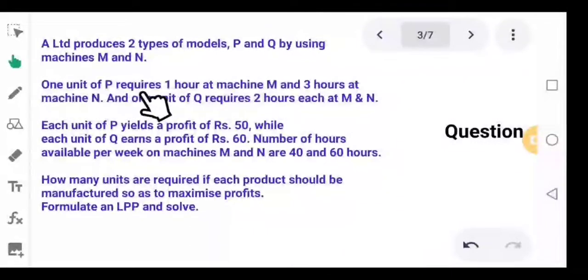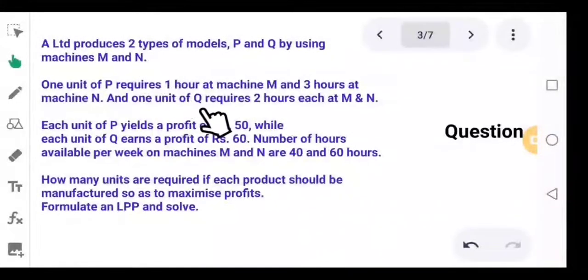1 unit of P requires 1 hour at machine M and 3 hours at machine N. To produce 1 unit of P, you have to spend 1 hour at machine M and 3 hours at machine N. So if I want to produce 1 unit of P, I will have to go to machine M and spend 1 hour. Then I'll have to go to machine N and spend 3 hours.